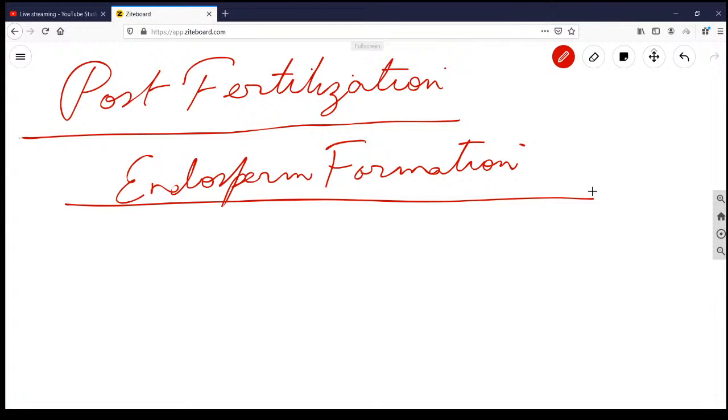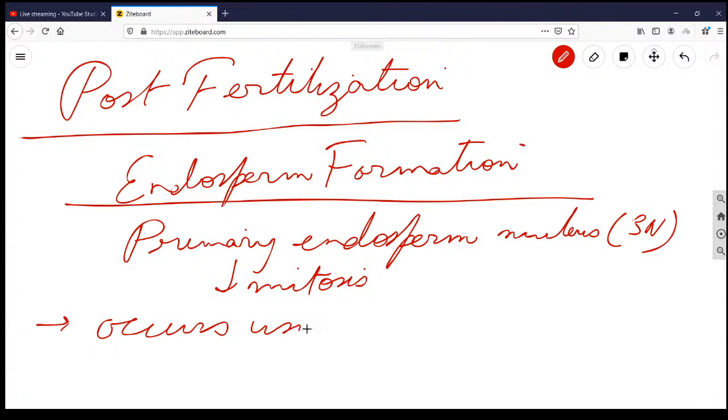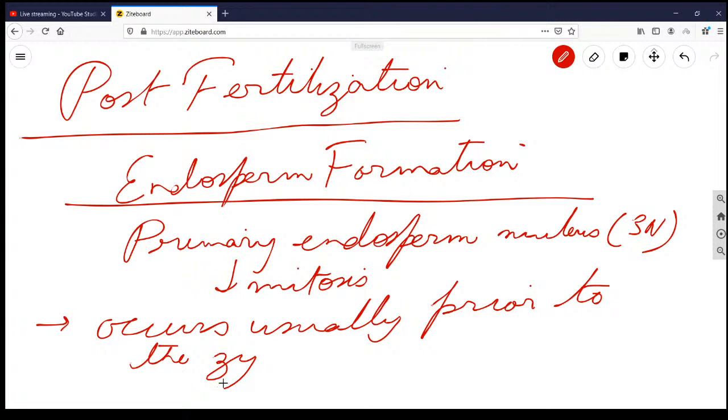The formation of endosperm is initiated by, we all know, mitotic division of the primary endosperm nucleus. That is 3n, and this will start undergoing mitotic divisions or mitosis, not meiosis. Keep it in mind. Now the formation of endosperm occurs usually prior to the division of the zygote, the zygote which was produced via syngamy or generative fertilization.